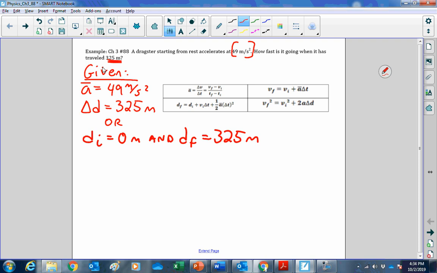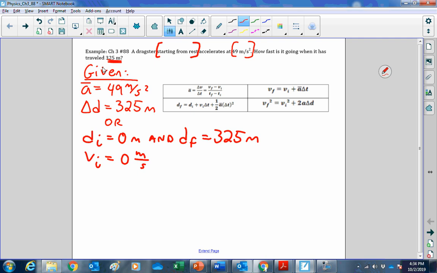And then there's another given hiding in here. It says starting from rest. That's really important. So that means that it started from an initial velocity of 0 meters per second, that it wasn't moving to begin with.